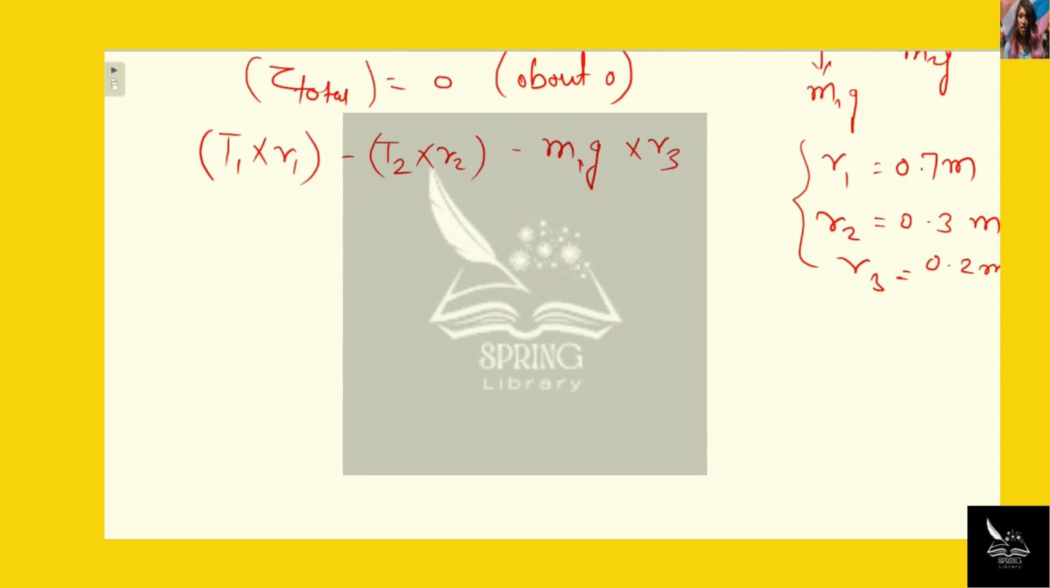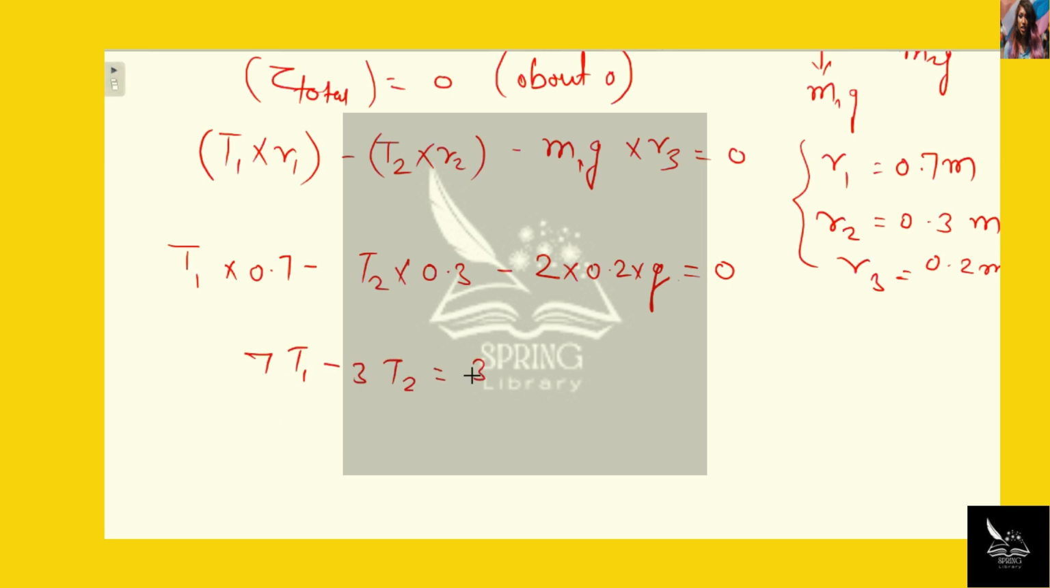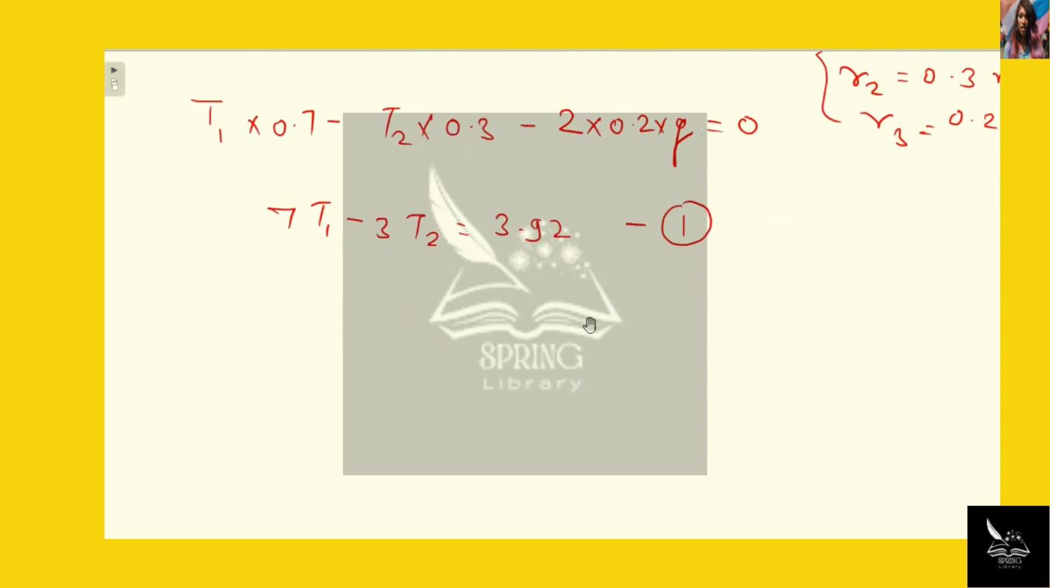Now put all the data in this equation. So from here we get T1 into 0.7 minus T2 into 0.3 minus mass, which is given to us, that is 0.2 into 0.2 into g. This will equal 0. So from here we get 7T1 minus 3T2 is equal to 3.92. Let this be equation number 1.